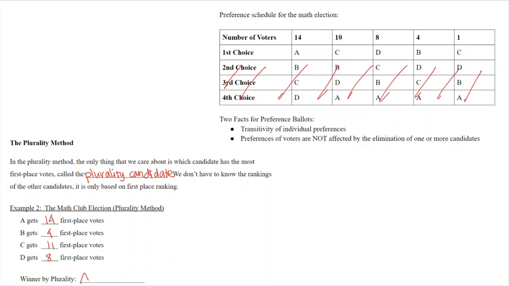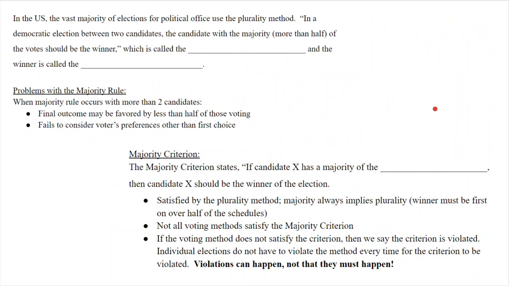Candidate A, or Alicia. So she wins the Math Appreciation Society election. Now, plurality is how most of the elections in the US for political office are decided.